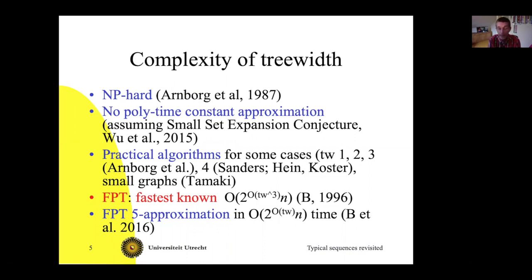There are actually a number of very practical algorithms. So for instance, for Treewidth 1, 2, 3, and 4, you can just compute the Treewidth in linear time, and this goes very fast. There is the work by Tamaki, which for relatively small graphs gives you a practical algorithm. It is exact, but it is exponential. So if the Treewidth and the number of vertices grow, then the algorithm running time also grows. In theory, the fastest known FPT algorithm is this algorithm from 1996, and I'll give a lot of details about that later in the talk. And there's also a 5-approximation algorithm where the running time as a function of the Treewidth is only single exponential, and it's linear in the number of vertices.